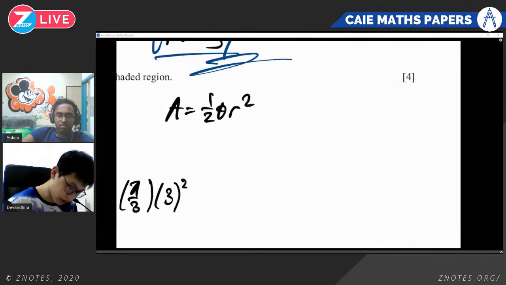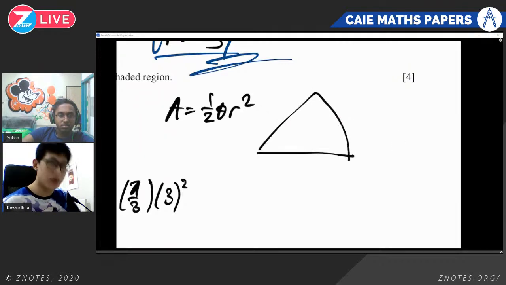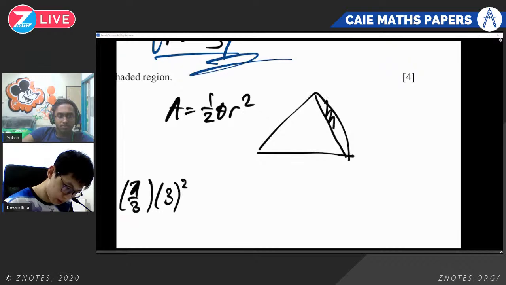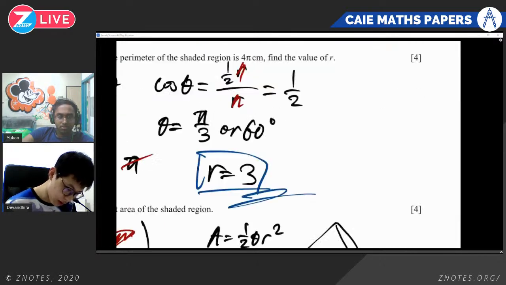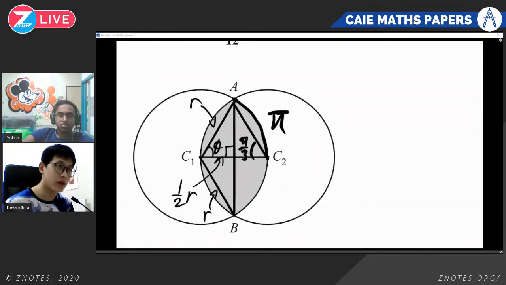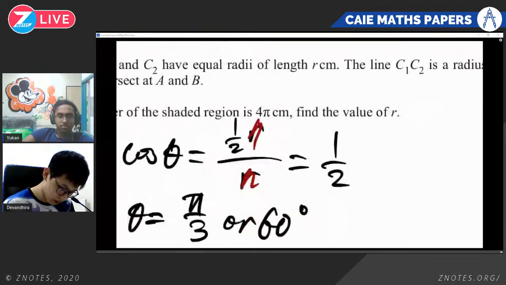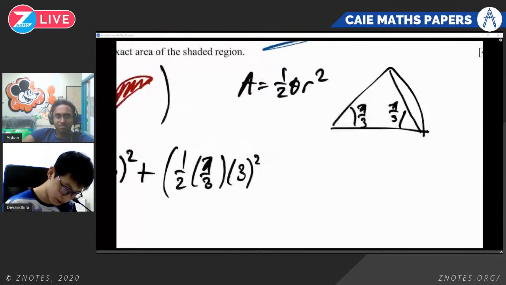So let me just draw it here again to make things clear. Sorry, bad drawing. We want this part here. So this is pi over 3. And if you make a line here again, because both are r, that means this also has to be pi over 3, right? So we can use that information. This is also pi over 3. This is an equilateral triangle, luckily.